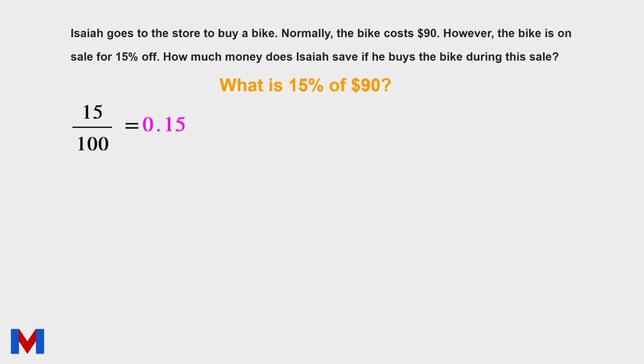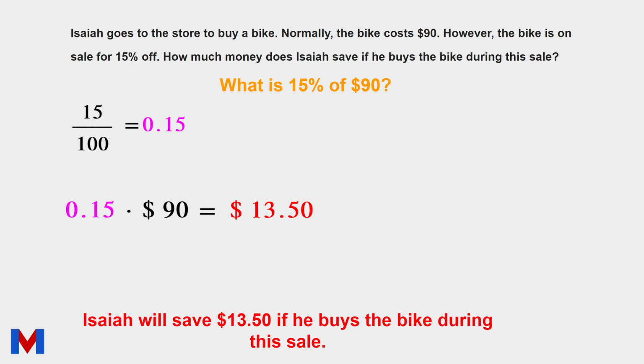15% of $90 could be written as 15 hundredths times $90. And when we do that multiplication, we end up with $13.50. This means Isaiah will save $13.50 if he buys the bike during this sale. The $13.50 is 15% of $90.